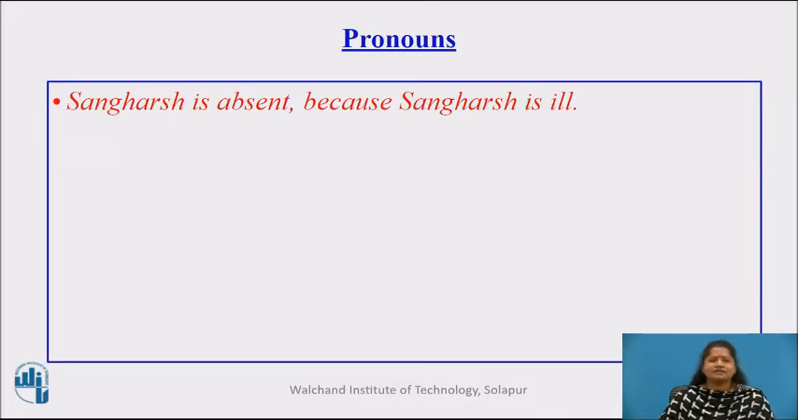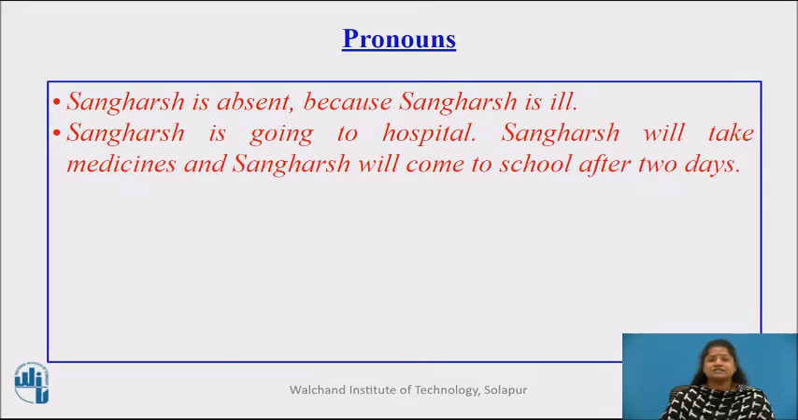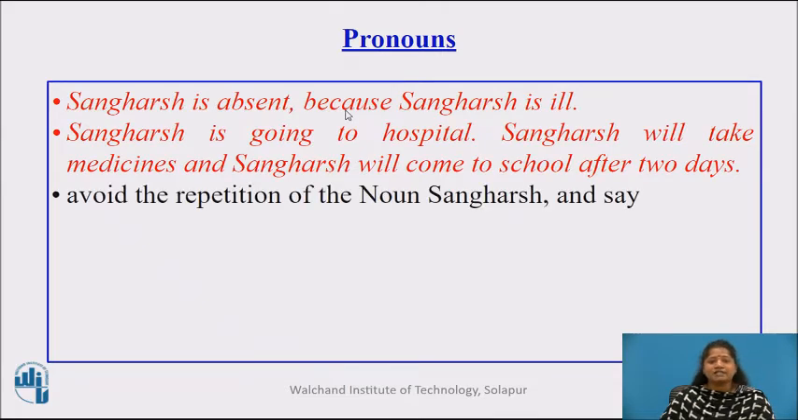We can just say that Sangharsh is absent because Sangharsh is ill. Sangharsh is going to hospital. Sangharsh will take medicines and Sangharsh will come to school after 2 days. Here in all of these sentences, I have repeated the noun Sangharsh. Please tell me, is it right? Definitely not.